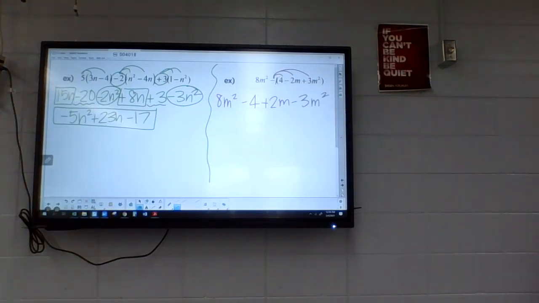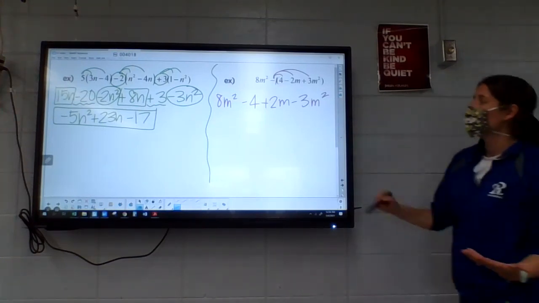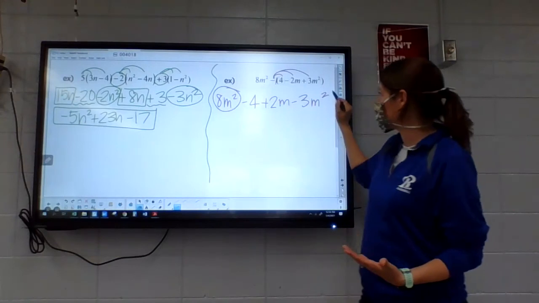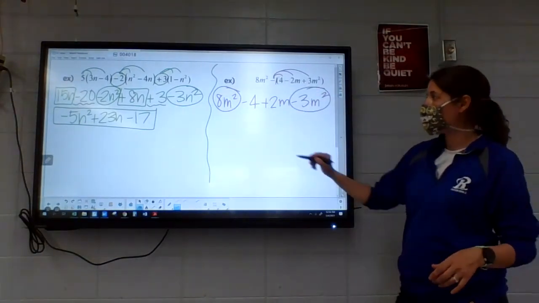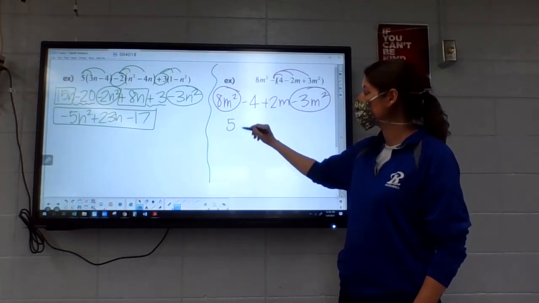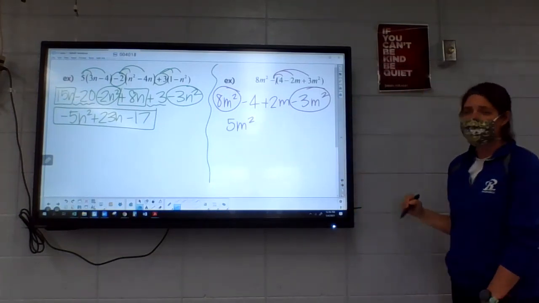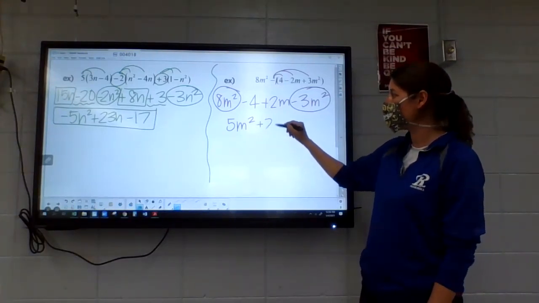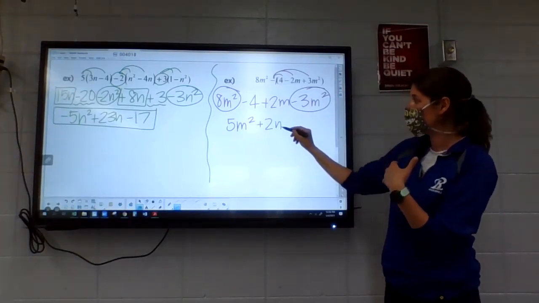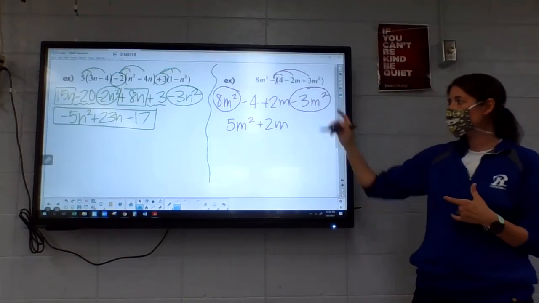Now this one doesn't have many like terms, and that's okay. We still want to write it in standard form. So this 8m to the second is going to go with the negative 3m to the second. So it's going to be 5m to the second. What should come next? The 2. Yeah, the 2m. So the positive 2m, it doesn't have anything to go with, so we just bring it down. Yeah. And then just the negative 4.